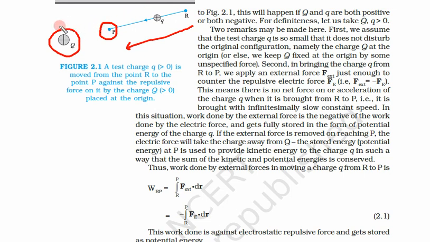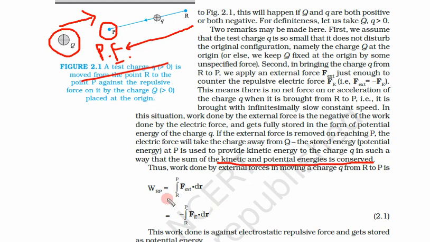As that external force is removed, the electrostatic force will try to push this small q charge away, and the potential energy stored in this charge will be converted into kinetic energy in such a way that the sum of kinetic energy and potential energy remains conserved, because this is a conservative type of force. So this is the whole thing we are trying to say.